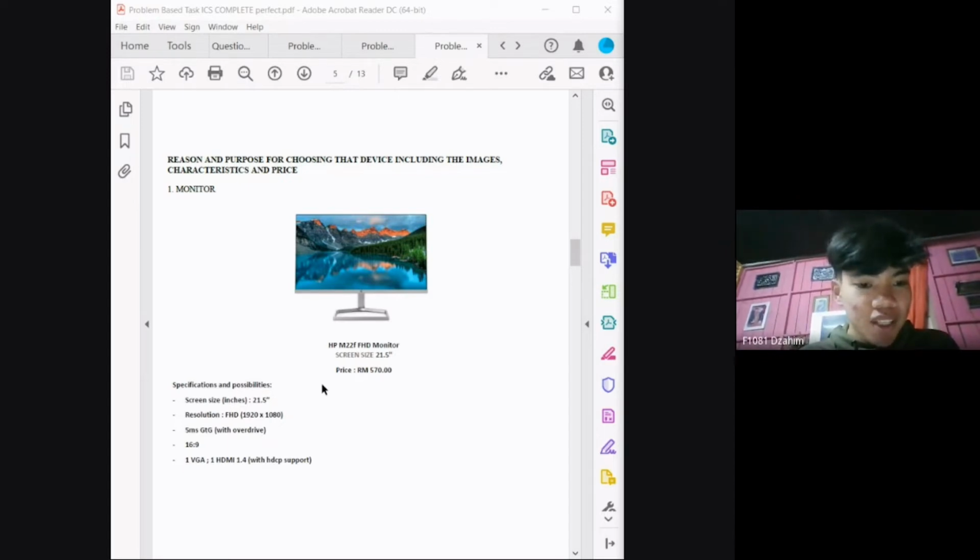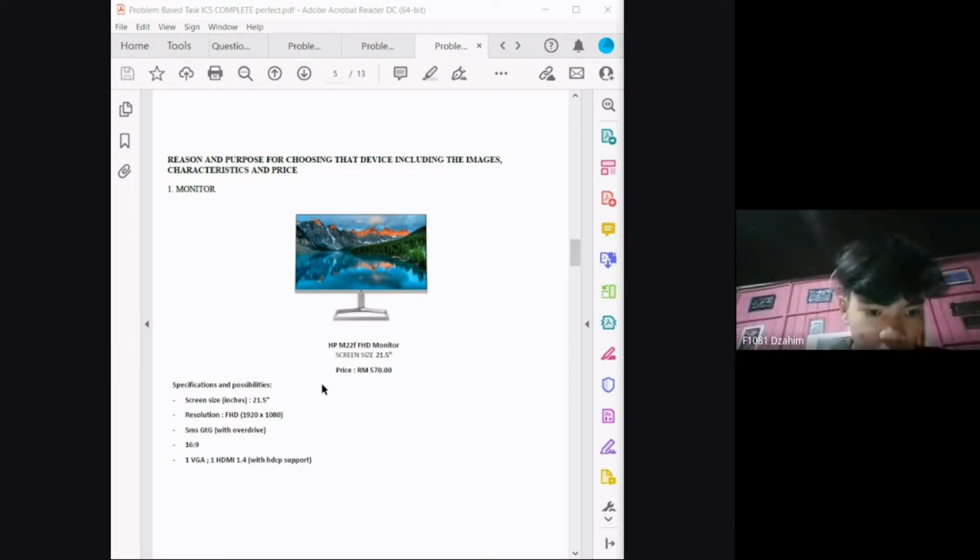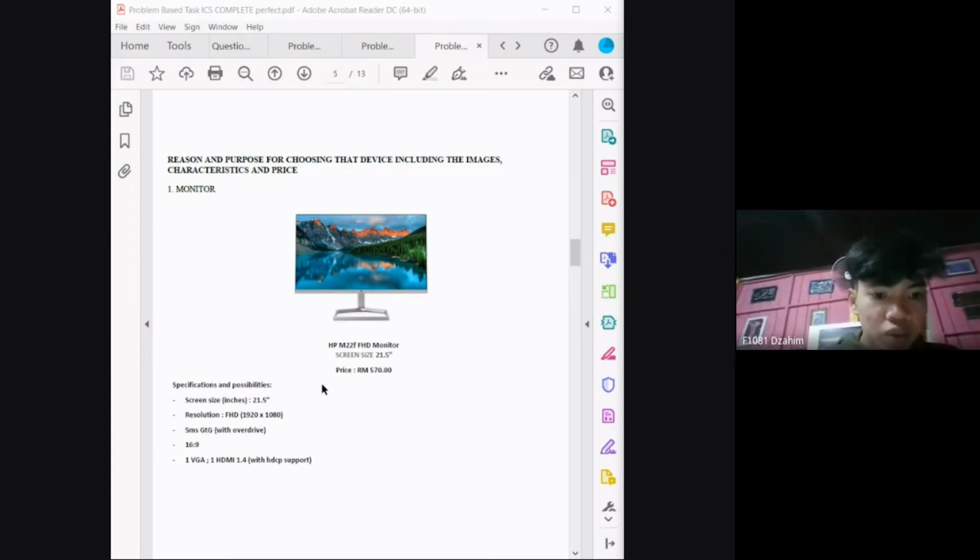The specification and possibilities: screen size is 21.5 inches. The resolution is FHD 1920 times 1080. Then 5 ms GTG with overdrive, 16:9, and the last one is 1 VGA, 1 HDMI 1.4 with HDCP support.